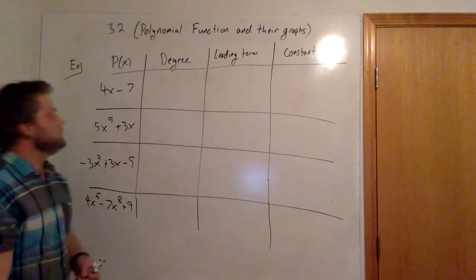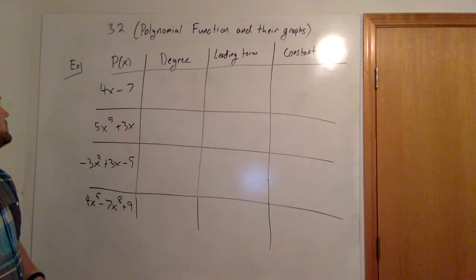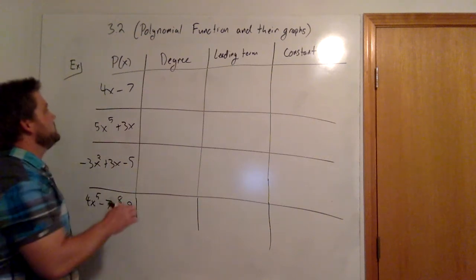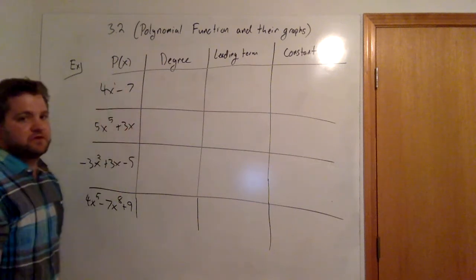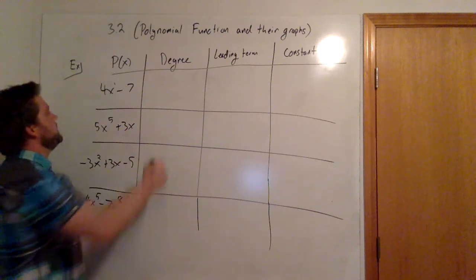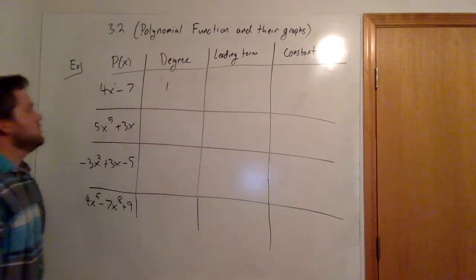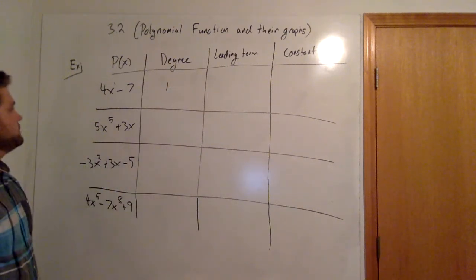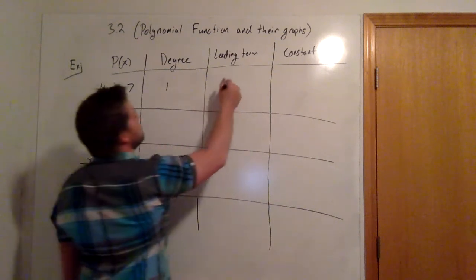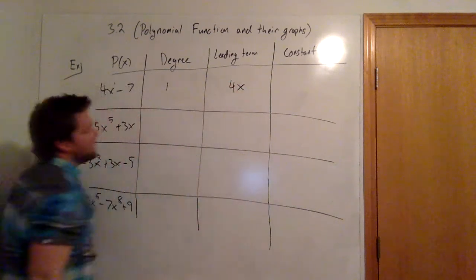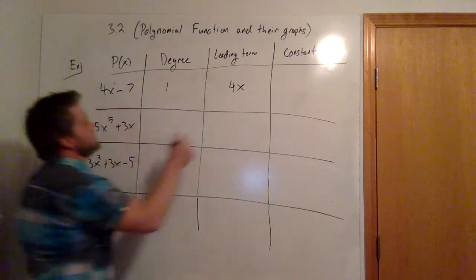Okay, so let's first talk about the degree for all of these. So for the first one, the highest power is an x. You can think of this as x to the first. So this would be a first degree polynomial, or this would just be a linear function. The leading term will be 4x. And the constant term here will be the negative 7.